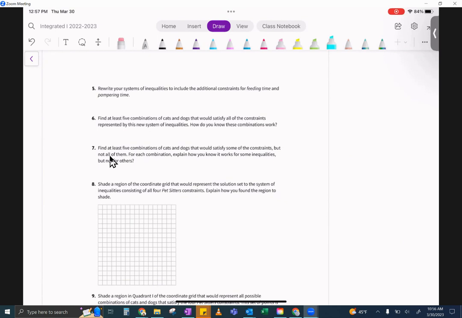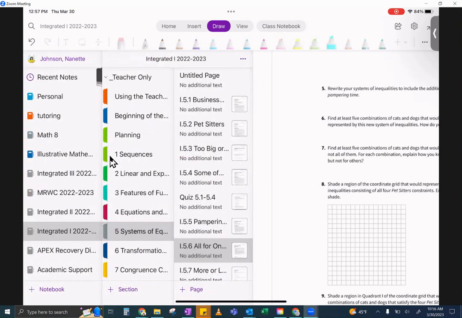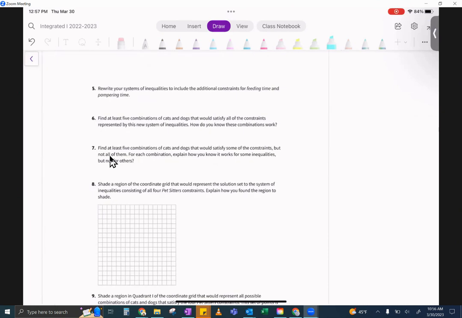It says rewrite your system of inequalities to include the additional constraints for feeding time and pampering time. I'm not going to write them. They're all the way at the top. You can see them. And these are the notes here. You guys know where to find my notes. So I don't know why I did that. Okay, so you'll see my notes for you. Don't worry. And then it says find at least 5 combinations of cats and dogs that would satisfy all the constraints represented by the new system of inequalities, right? So now this is the part that you are trying on your own.